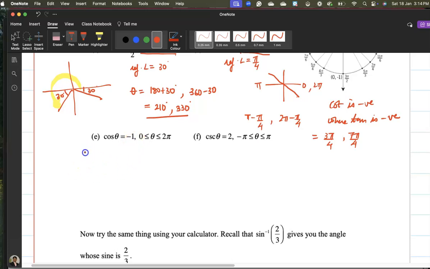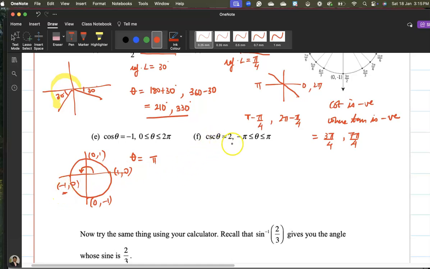Now cos theta is minus 1. Now this is easy. Whenever it's minus 1 or 1, they are special, they lie on the circle. So what is this? 1, 0; 0, 1; minus 1, 0; 0, minus 1. So what is your theta then? Where's your cos minus 1? Here. So what is theta? Pi. It's on the line, so it's just pi. You have to get your answers only within one circle. It's only coming once.